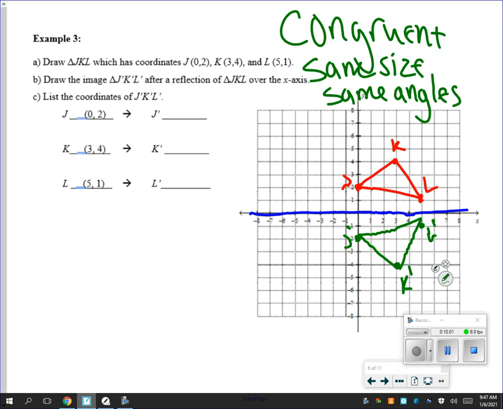So I know if I go over the x-axis, my y-coordinate's switched. So 0, 2, so 0 wouldn't change, but 2 would now become negative. 3 wouldn't change, but 4 became negative. 5 wouldn't change, but the 1 now becomes negative. And I can see that's what happened on my graph.